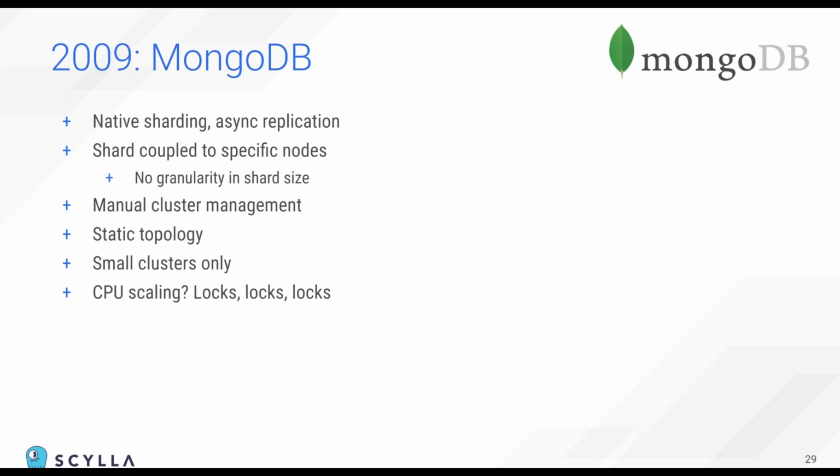And the cluster management itself was manual. If you wanted to add or remove replicas, you needed to do this manually. Every change that you needed to do, whether it was shards or replacing nodes or whatever, was manual. It was very annoying. The topology was basically static. And because of this, MongoDB was limited to a very small number of small clusters, basically a small amount of nodes.